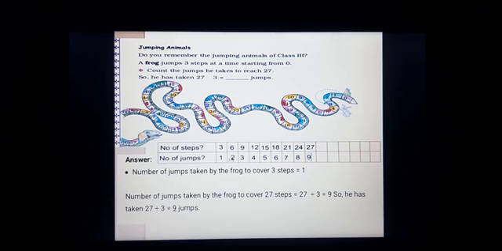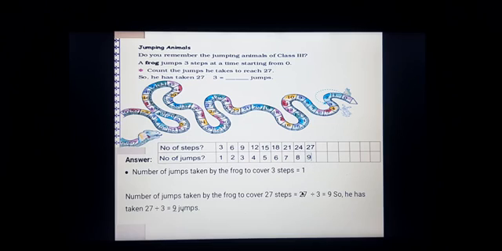So 1 3s are 3, 2 3s are 6, 3 3s are 9, and so on. If you see that, 7 3s are 21, 8 3s are 24, so 9 3s are 27. So when he reaches 27, how many jumps? 9 jumps he will take. So you have to write there 9 jumps. The number of jumps taken by the frog to cover 3 steps is 1. So the number of jumps taken by the frog to cover 27 steps is 9.